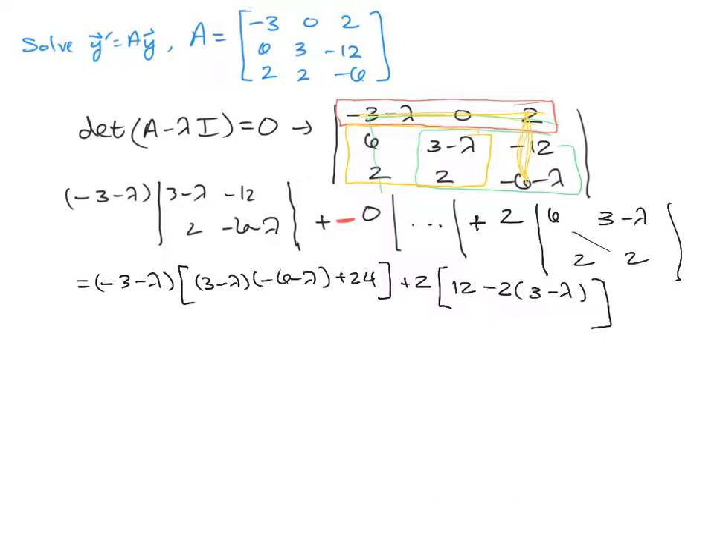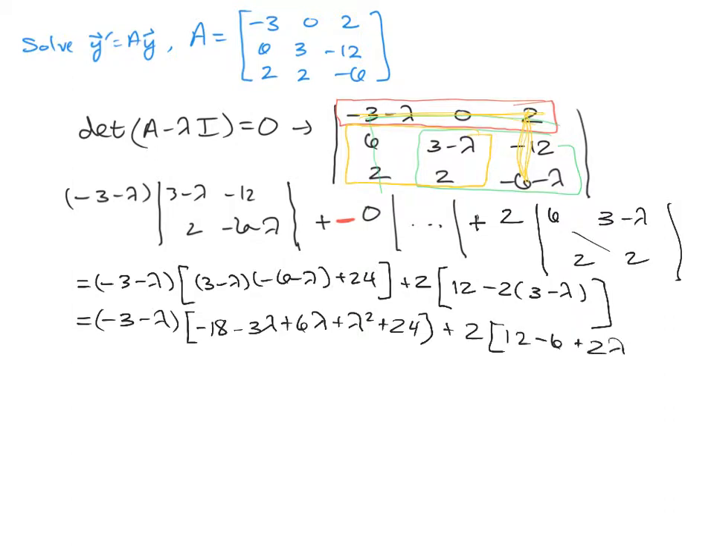All right, now we have to go through and start carefully multiplying this out. It's always a good idea to keep that leading factor separate for now and to simplify inside of the parentheses. So that's 3 times -6 makes -18, minus 3 lambda plus 6 lambda plus lambda squared plus 24. And then back here, that's 2 times 12 minus 6 plus 2 lambda. And we just keep on multiplying this out. -3 minus lambda. Inside parentheses, that's lambda squared plus 3 lambda. And then 24, take away 18, of course, is plus 6. And then back here, that's 2 times parentheses, 2 lambda plus 6.